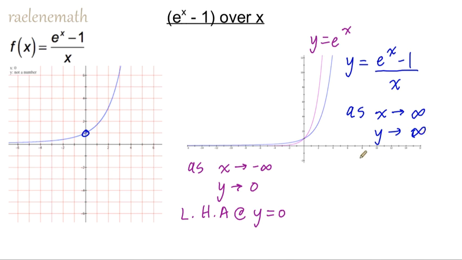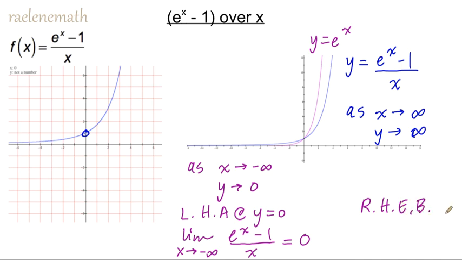And so we would say that the left-hand limit, as x approaches negative infinity on the graph of e to the x minus 1 all over x, y approaches a height of 0. But the right-hand limit, I'll just write it as the right-hand end behavior, we don't have an asymptote because y does not approach a constant value, and therefore the limit as x approaches infinity of e to the x minus 1 all over x equals infinity, and that's not a finite value, so the limit does not exist.